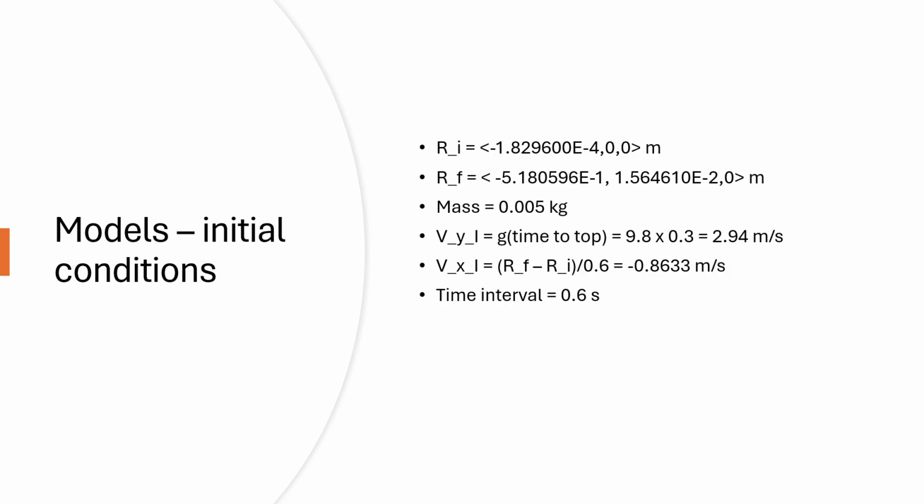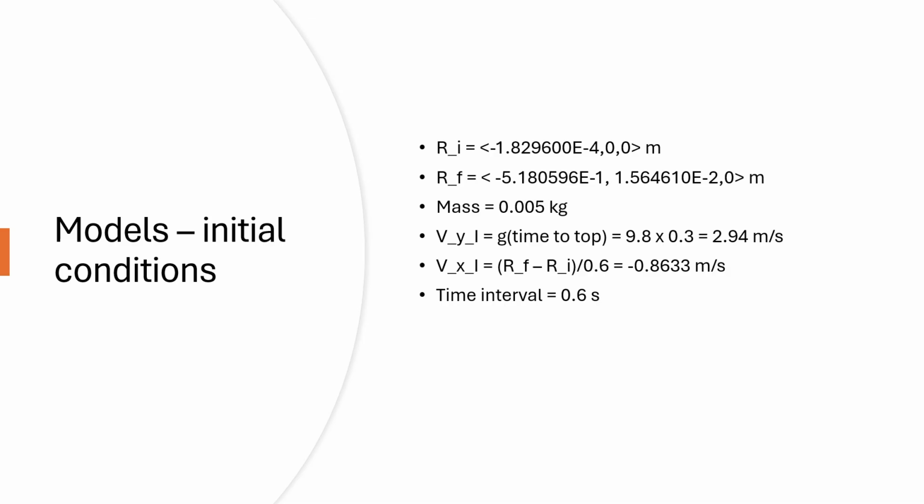And these are the initial conditions for my lab. The initial position and the final position were taken from the Tracker video, and the mass of the ball of paper was 0.005 kilograms. The initial velocity in the y direction was 2.94 meters per second, and this was calculated using the velocity update formula. The final velocity in the y direction at the tip of its trajectory is 0. Thus, by using this fact, I was able to find the initial velocity in the y direction using the equation gravity times the time it would take to get to the top.